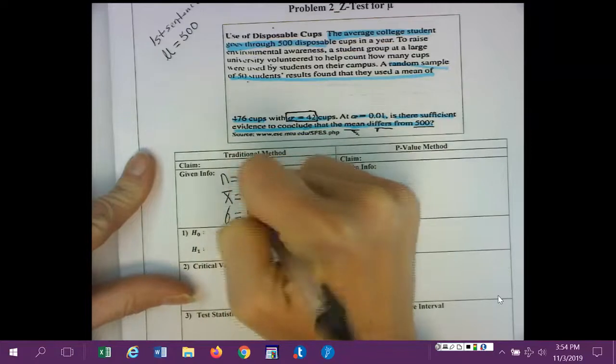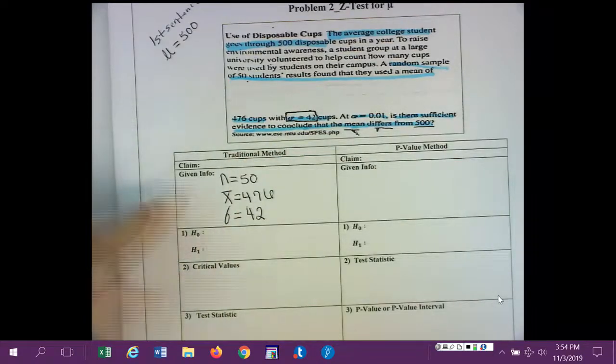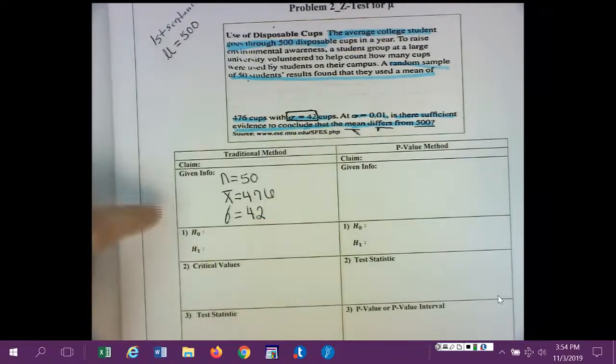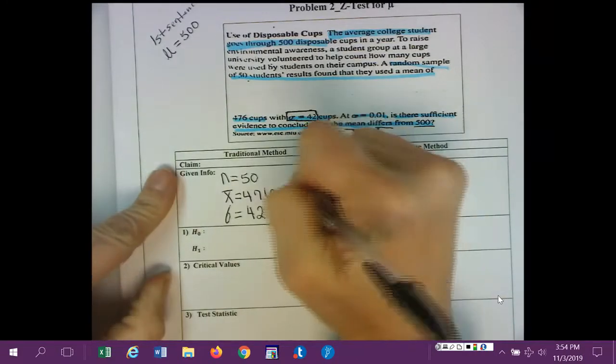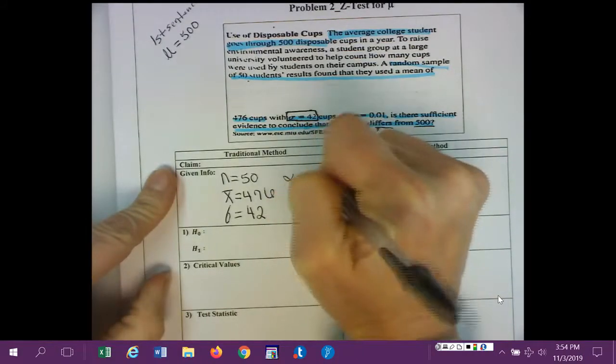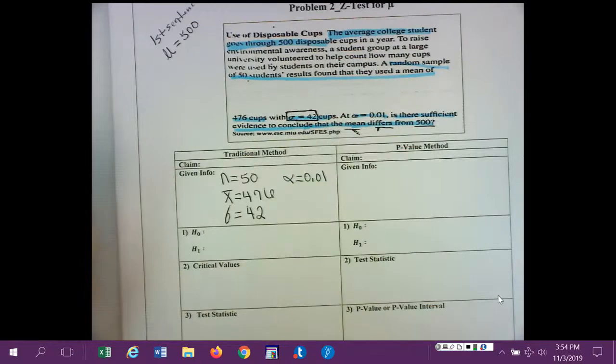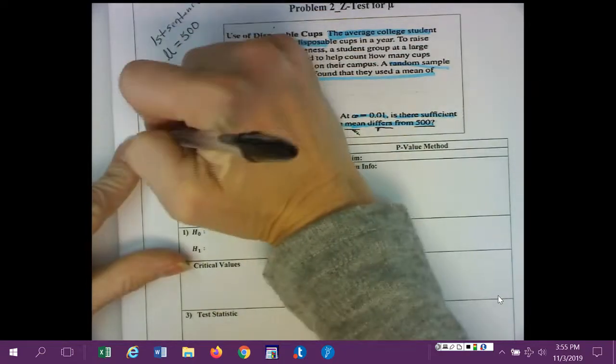Now, they didn't say population standard deviation. They just gave the symbol sigma. So, sigma is 42 cups. And they're testing the claim, whatever it is, we're going to decide in a moment, at 1%. So, last sentence or question, is there sufficient evidence to conclude that the mean differs from 500? So, the mean differs from 500.